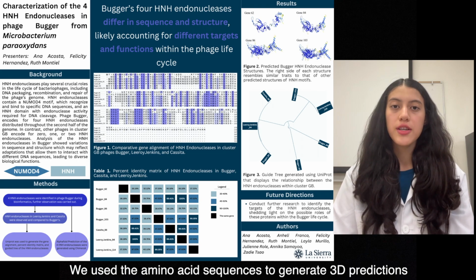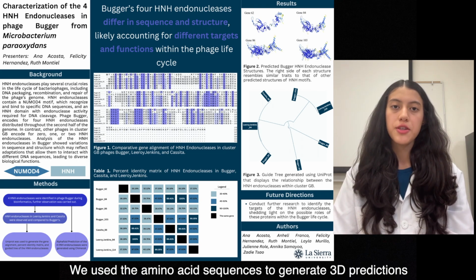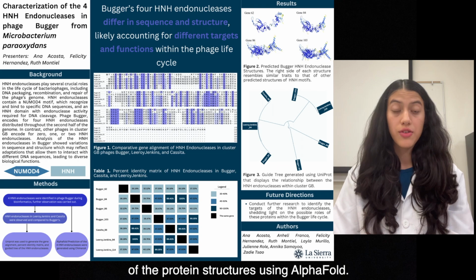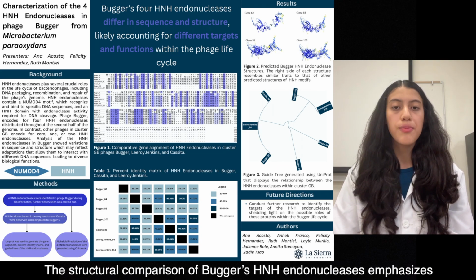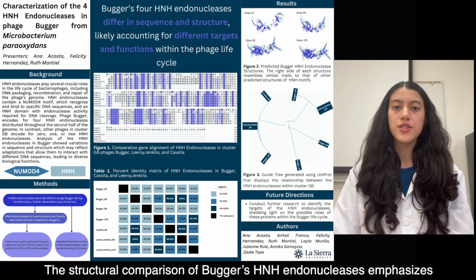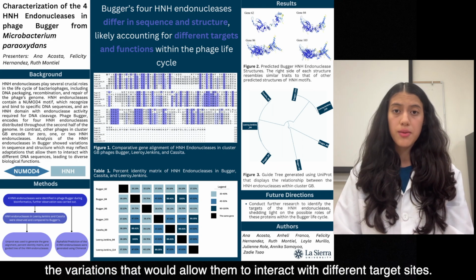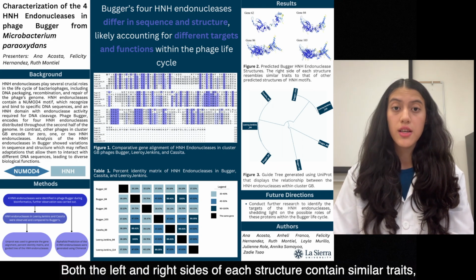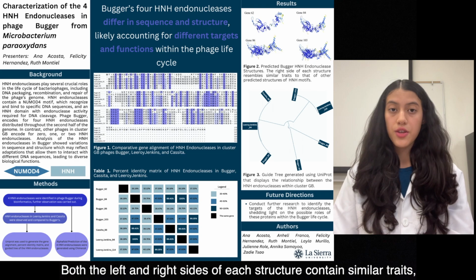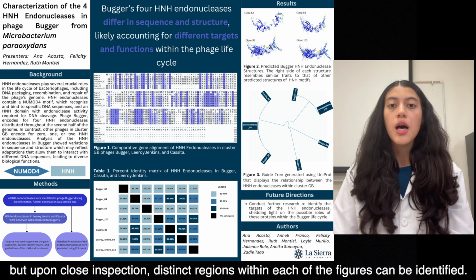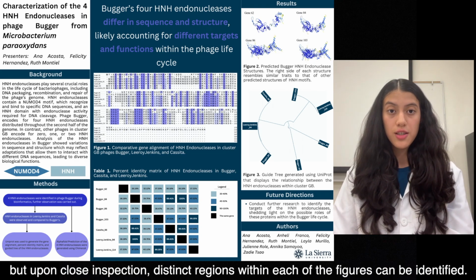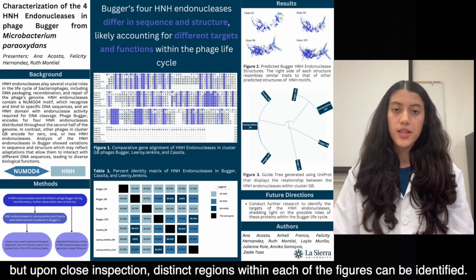We used the amino acid sequences to generate 3D predictions of the protein structures using AlphaFold. The structural comparison of Bugger's HNH endonucleases emphasizes the variations that would allow them to interact with different target sites. Both the left and right sides of each structure contain similar traits, but upon close inspection, distinct regions within each of the figures can be identified.